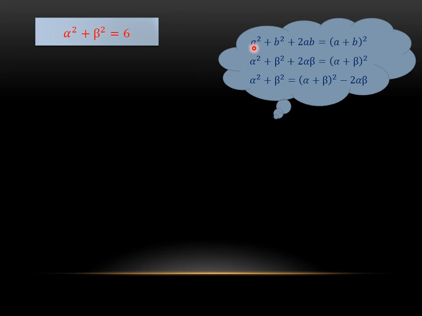Again, we'll take the formula a square plus b square plus 2ab equals a plus b whole square. Replacing all the a's with alpha and all the b's with beta, we will get alpha square plus beta square plus 2 alpha beta equals alpha plus beta whole square. We have to find the value of alpha square plus beta square. So this plus 2 alpha beta will be taken to the other side of the equation. So the equation becomes alpha square plus beta square equals alpha plus beta whole square minus 2 alpha beta.